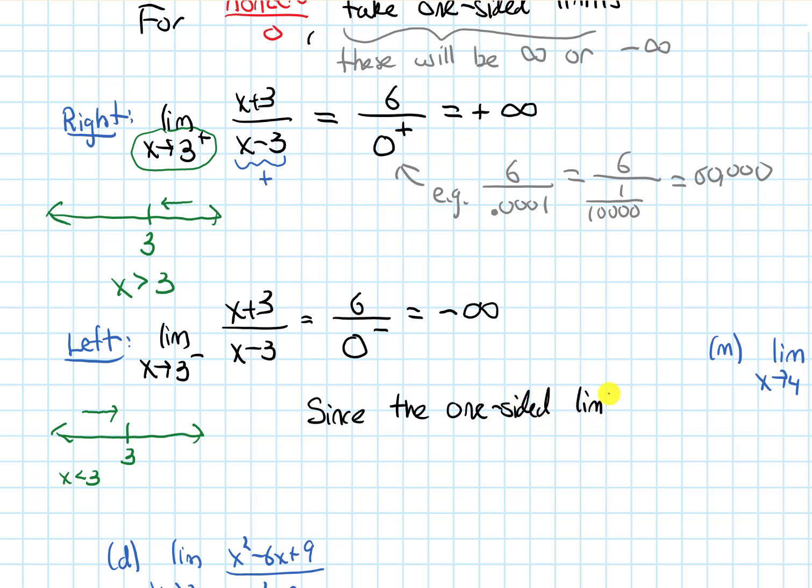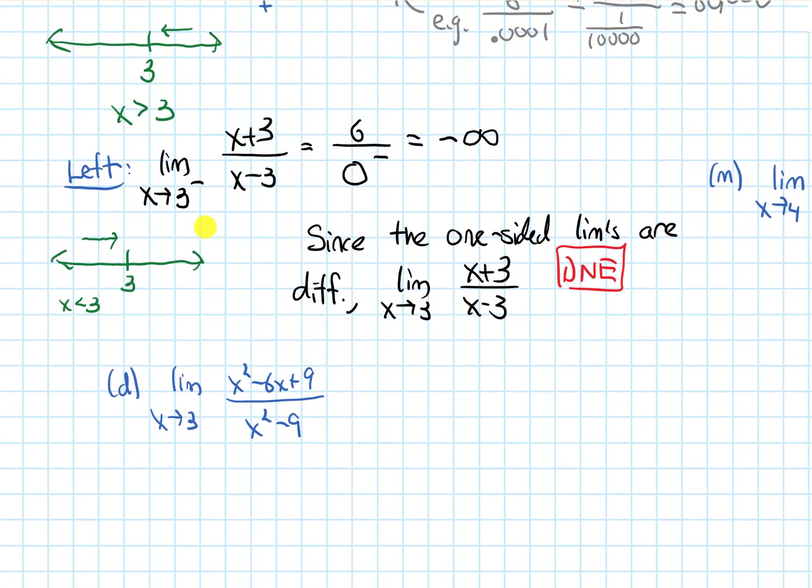So then my conclusion is, since the one-sided limits, let me abbreviate, limbs, are different, that means our limit, the limit as x approaches 3 of x plus 3 over x minus 3, does not exist, or DNE.